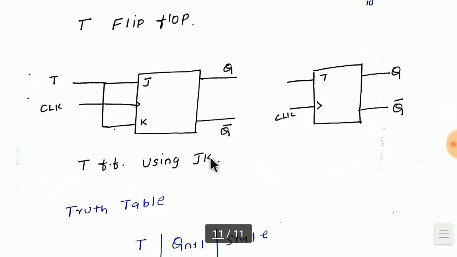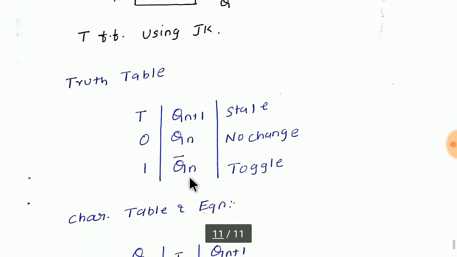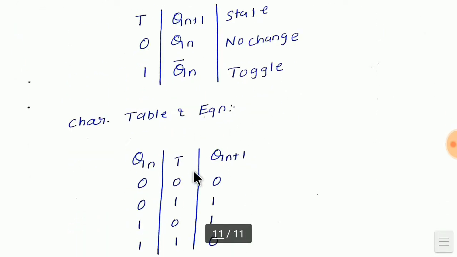Now let's go for the toggle flip-flop. We can obtain toggle flip-flop by coupling J and K together. As the name suggests, if the value is equal to 1, whatever is your present state will be toggled. I'll repeat again. If T value is equal to 1, if my present state is 0, then your output will be 1. If the present state is 1, your output will be 0. That is, it will perform toggling operation. When T is equal to 0, it will act as memory. When T is equal to 1, it will perform toggle operation.